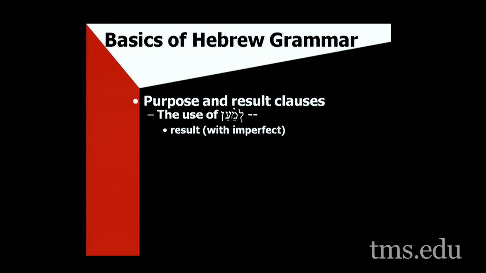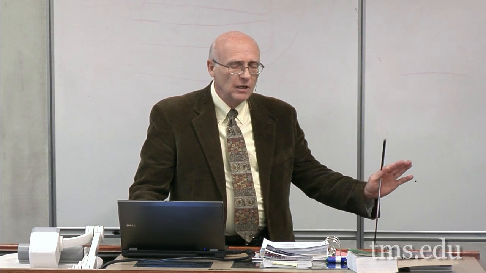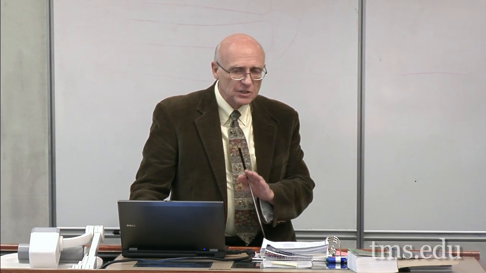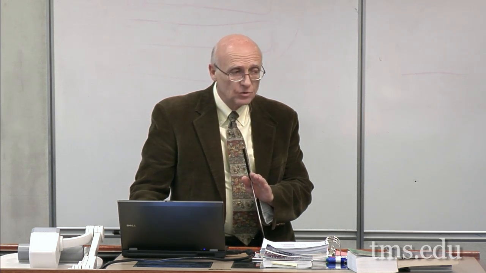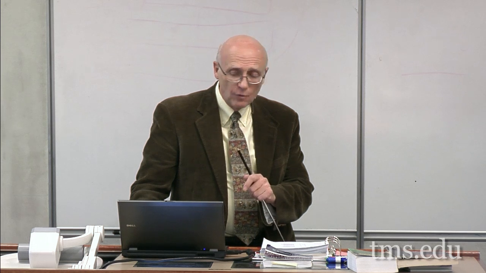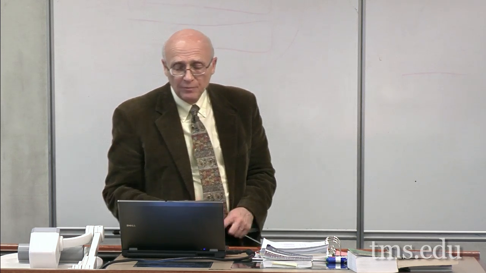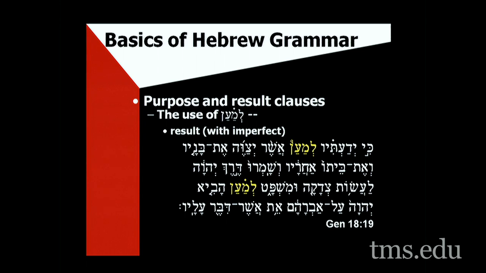Let's look at another one. Lema'an, when followed by an imperfect, normally has the idea of result. Now, here's a caution. If you read the lexicon carefully, you'll find out that the imperfect can also express purpose. So in reality, you can't be so simple in the division here and say, okay, if it's an infinitive construct, it's always going to be purpose. But if it's an imperfect, it's always going to be result, because some imperfects will be used for purpose as well. So context will have to determine there rather than the form. But let's take it where it does mean result. Let's take Genesis 18, verse 19.